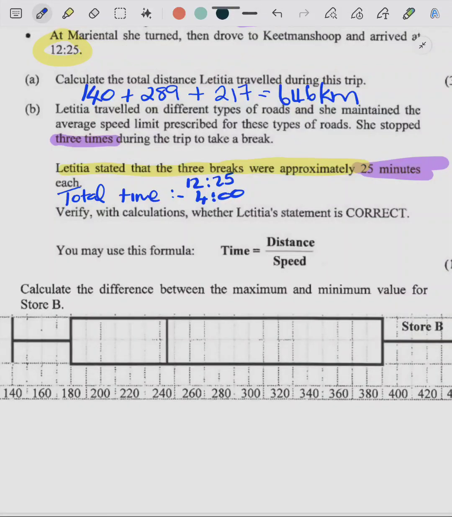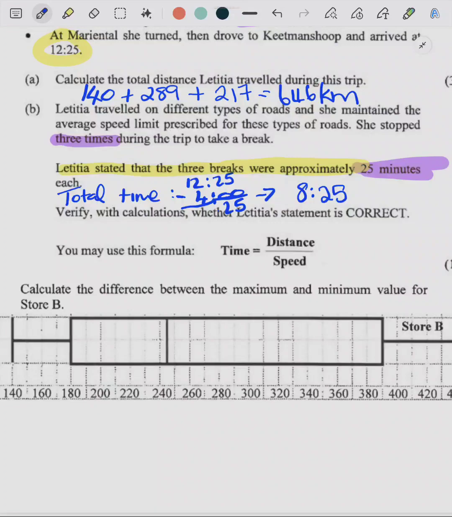And if you subtract that, you're going to get 8 hours and 25 minutes. You can do this with a column sum. 5 minus nothing is 5. I'm just a bit short on space over here. 2 minus nothing is 2. And 12 minus 4 is 8. So I'll just write it over here for the sake of space. 8 hours and 25 minutes.